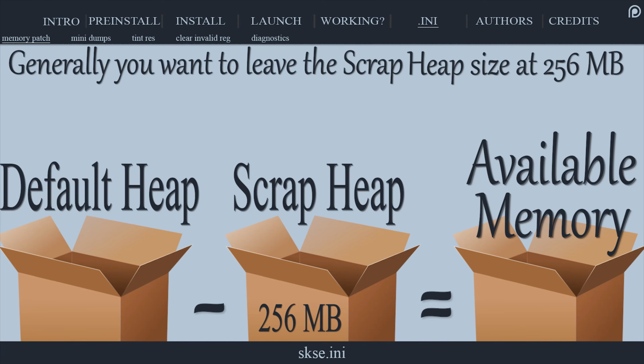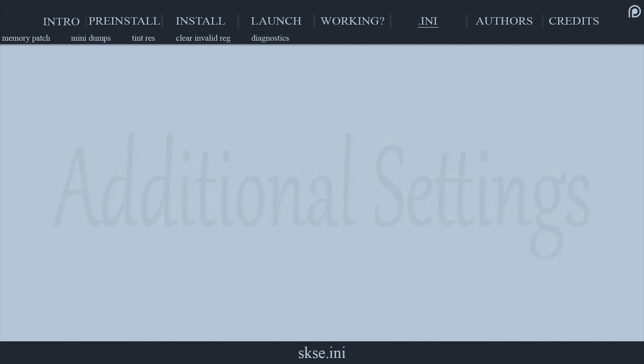The default heap initial alloc setting is actually a combination of both the scrap heap memory and the default heap memory size. With scrap heap size MB set to 256 and default heap initial alloc set to 768, you are actually receiving the game's originally intended 512 megabytes of on-screen memory. The equation is default heap initial alloc MB minus scrap heap size MB, which equals the total available on-screen memory.